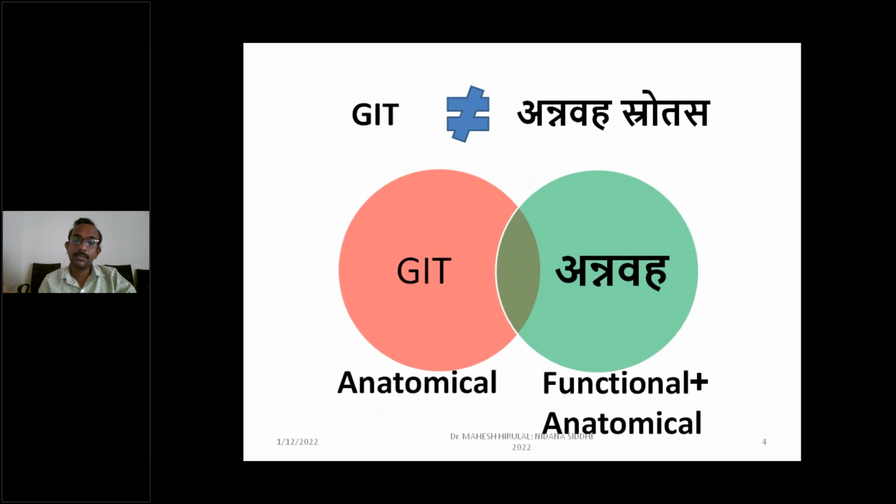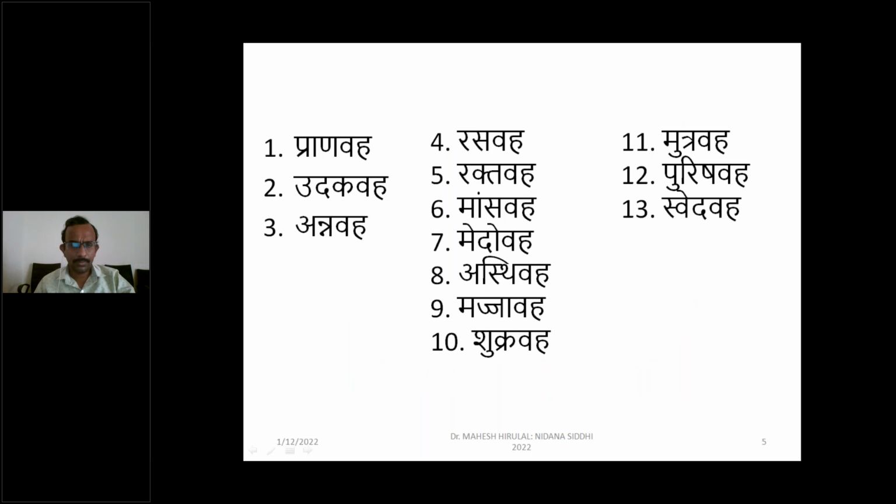Annavaha srotas, we need to understand the GIT plus there is something. So this is the very basic understanding of GIT and the Annavaha srotas. We have the different srotases from the Charaka Samhita. We have the 13 set of srotases, prana, udaka, and annavaha, where the vaha means vahana of something. There will be the flow of something.